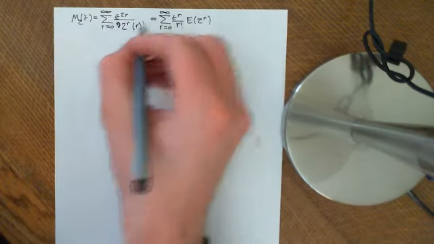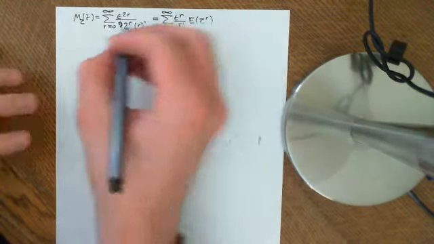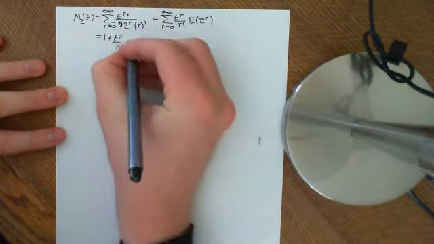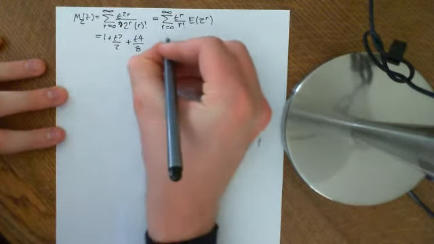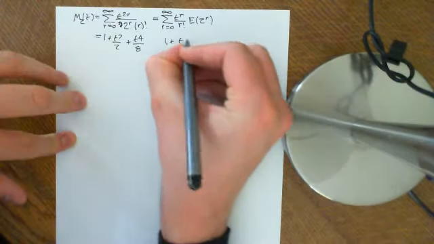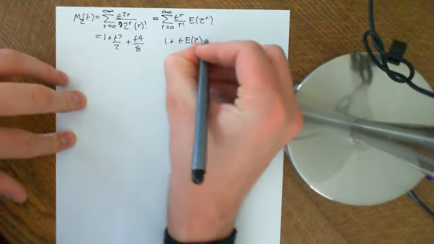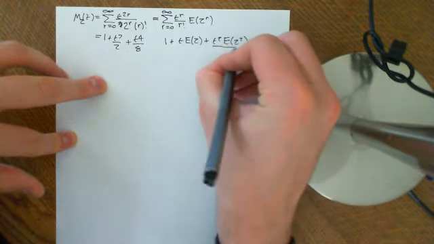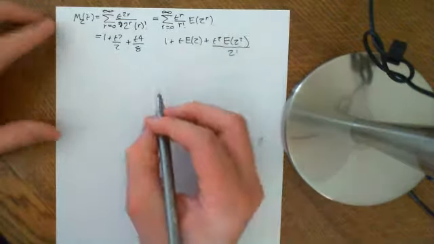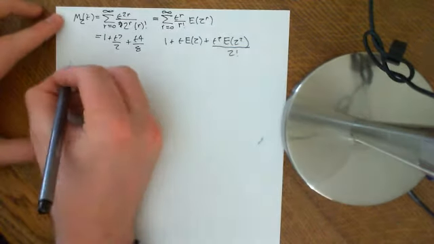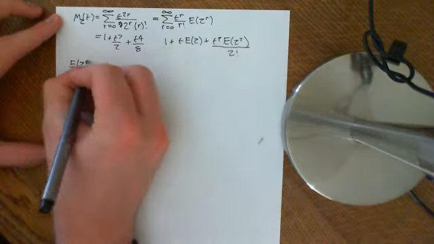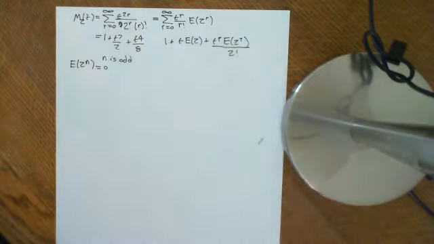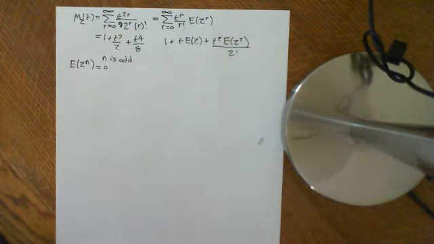So that instantly gives us, if we remember, this is 1 plus t squared over 2 plus, what was the next one, t to the 4 over 8, was it? Then on this side we've got 1 plus t times the expected value of z plus t squared, the expected value of z squared over 2 factorial, etc. So we can instantly say that all the odd moments are equal to 0. So the expected value of z to the n, where n is an odd number, has to be equal to 0, because on this side we don't have any odd powers of t.